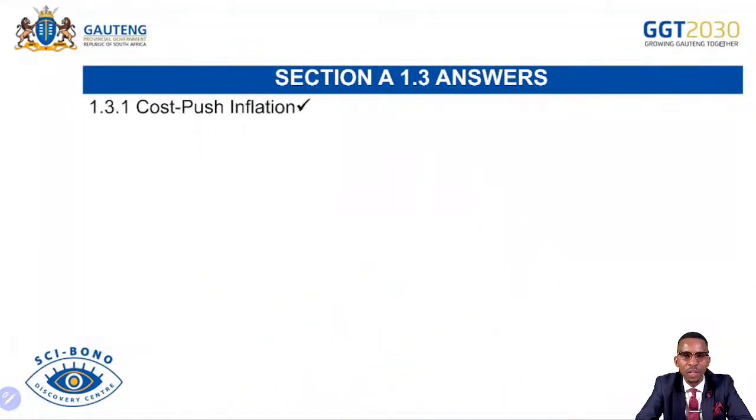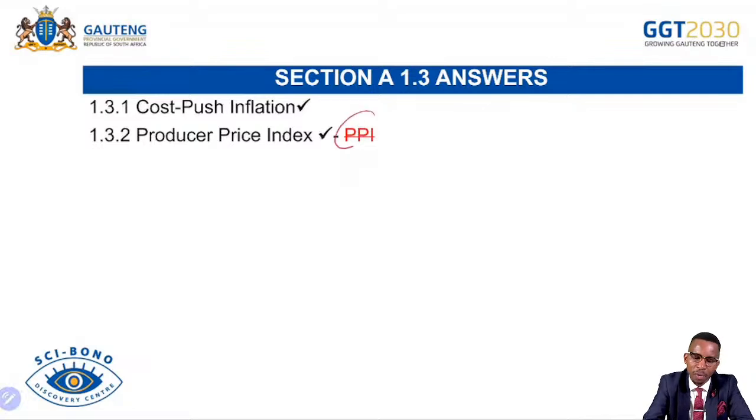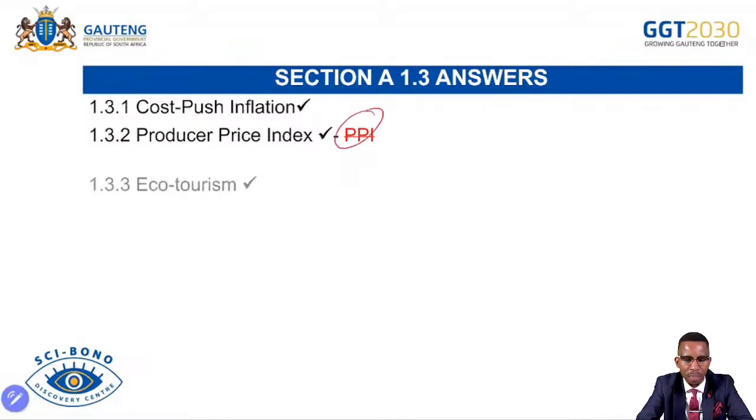We have the first one, which is the cost push inflation. And the second one, 1.3.2, is producer price index. Then be very careful. PPI cannot be accepted. You will be marked wrong in this case.